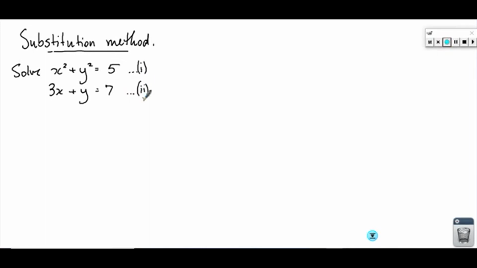What am I going to do? We're going to choose one of the two equations, choose one of the variables, make that variable the subject of the formula, and substitute the answer into the other equation. Now, we have to choose wisely.